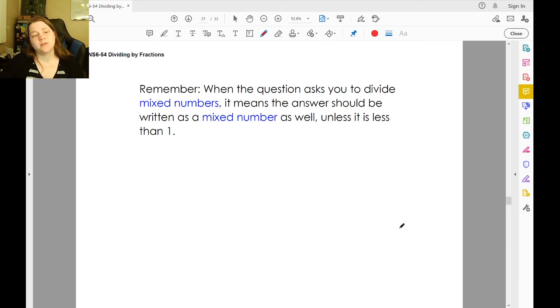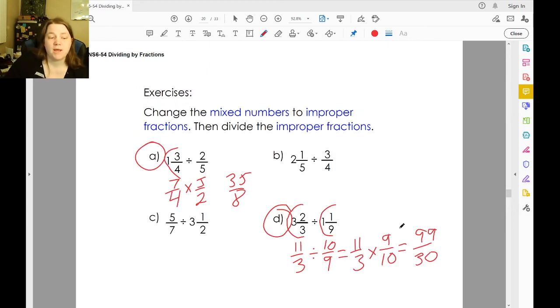Remember that when the question asks you to divide mixed numbers, it means the answer should be written as a mixed number as well. So this is where we're going to go back and we're going to check and make sure. Did we write these as mixed numbers? No, we wrote them as improper fractions, so we should probably adjust that. 35 eighths means 35 divided by 8. And I know that 8 times 4 is 32. Not going to forget that one for a minute. Which means there's going to be 4 wholes and 32, 33, 34, 35, and 3/8 left.